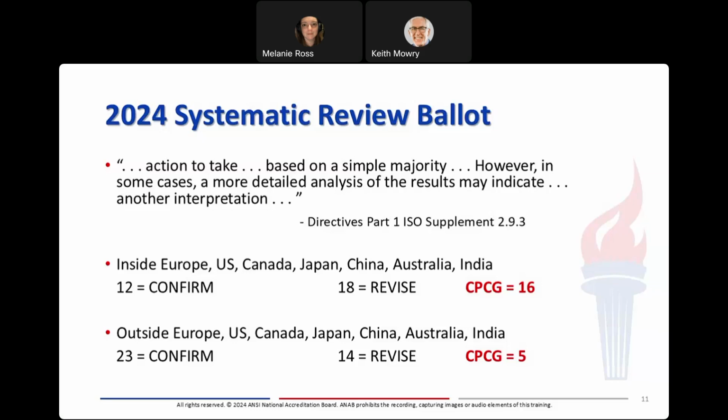Now, as you can see on the slide, the membership on the CPCG is much more heavily weighted in one of the groups than the other. So you might suspect, oh, well, perhaps the CPCG will have a different perspective and overturn that ballot. But to their credit, they didn't. Apparently, they did not see anything in the ballot results that caused them to feel that the majority should not have its say.